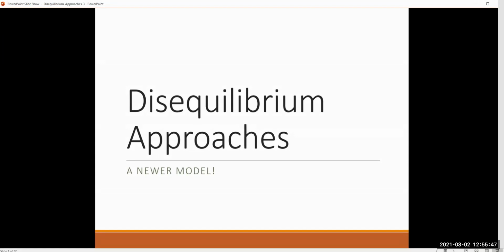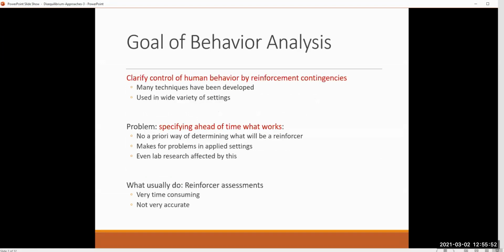But let's start at the very beginning of the story for how these models came about. So we have to go back to, in talking in applied analysis of behavior, what is the goal of behavior analysis? And it's certainly to clarify and control human behavior by use of reinforcement contingencies. And over the years, since Skinner was around, many techniques have been developed. And of course, behavior analysis is used in a wide variety of settings, from hospitals and clinics to schools to business and industry, in animal training at zoos and animal shelters, and everywhere else.